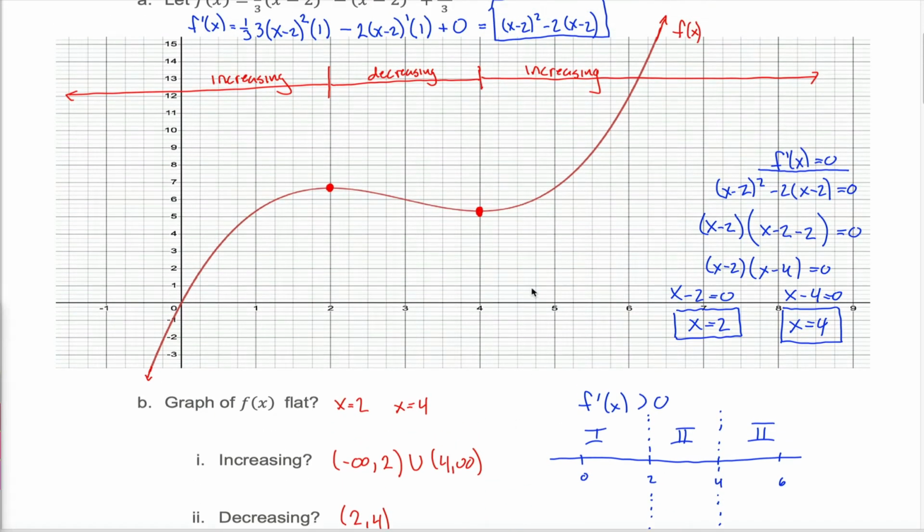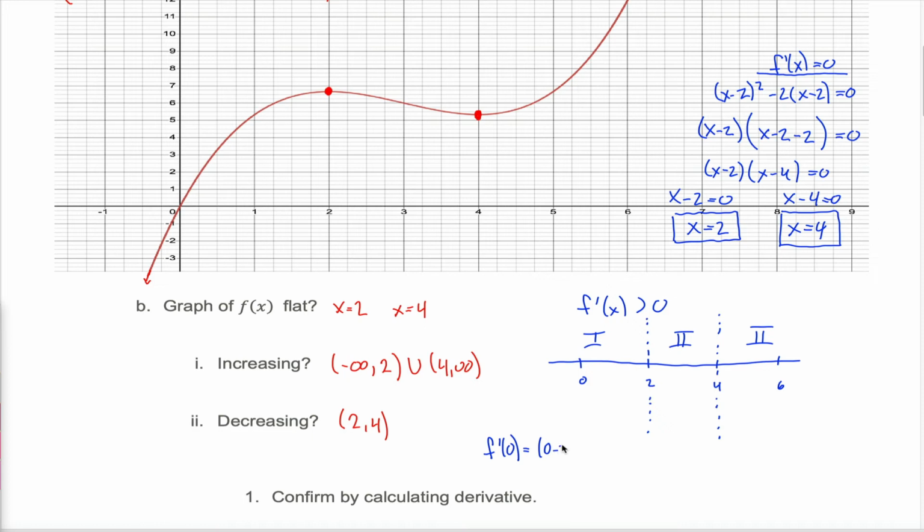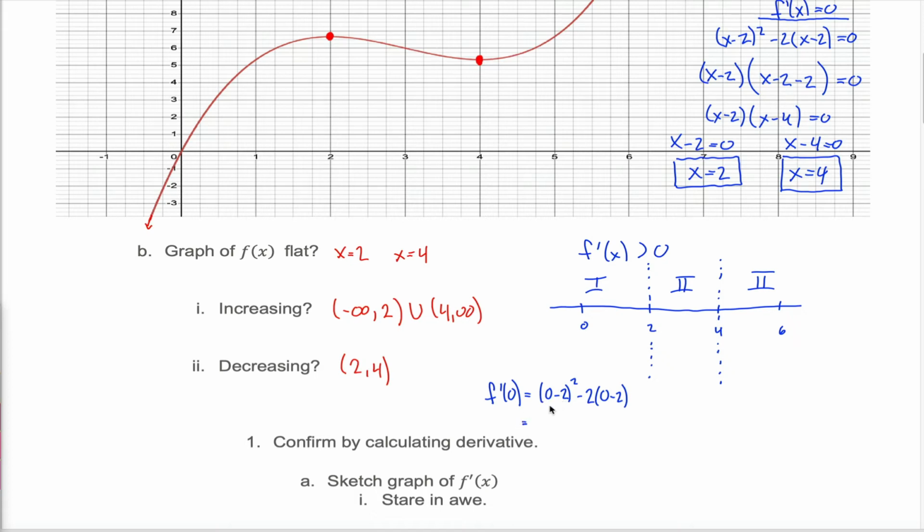To evaluate f prime of 0, I copy exactly what f prime of x is equal to, except I change all the x's into zeros. So I get (0 minus 2) squared minus 2 times (0 minus 2). What's this thing equal to? Well, let's see. 0 minus 2 is negative 2. Negative 2 squared is positive 4. And then from positive 4, I want to subtract 2 times negative 2. Well, negative 2 times negative 2 is positive 4. So I get another 4. 4 plus 4 equals 8.